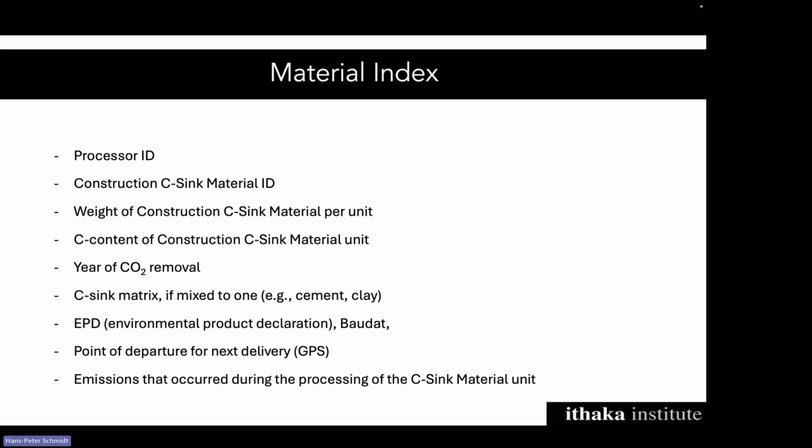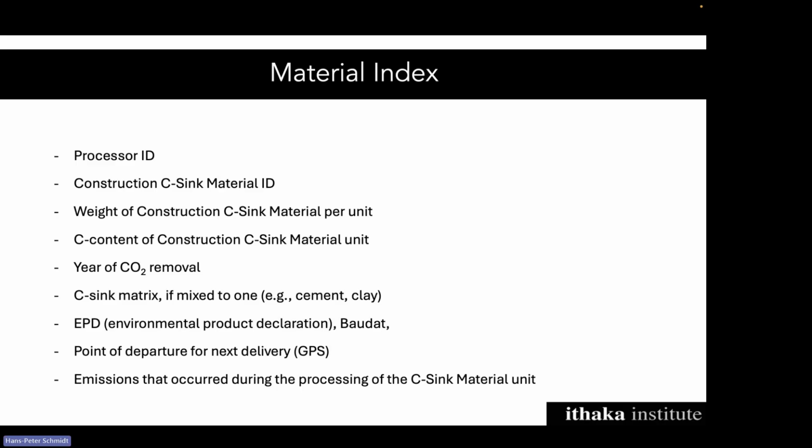Then we already talked about the material index. So here you find data that must be entered into the index. You have a material ID, and here it becomes a bit tricky. You need the weight of the construction C-zinc material per unit, and you need the carbon content. In order to calculate the effective carbon included in the building material, you need the dry matter of the material.